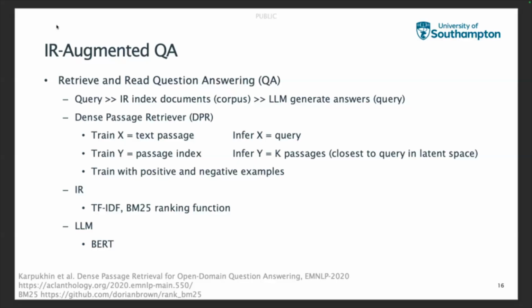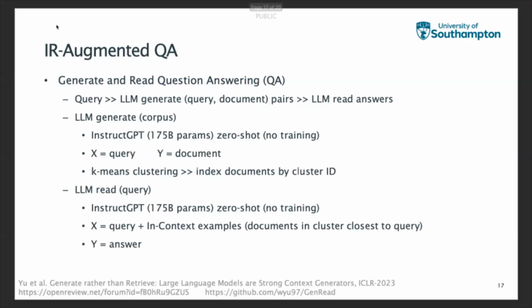In terms of generate and read, this is based on work from last year, and quite a few of the more modern approaches are following this approach. Rather than do the search part, rather than use a BM25 algorithm to search and rank, we just use the large language model and train it on the data straight away. So it's again 2 steps. In the first, the generate step, we use the large language model to create the documents from scratch. Rather than retrieve documents that exist, we generate the documents.